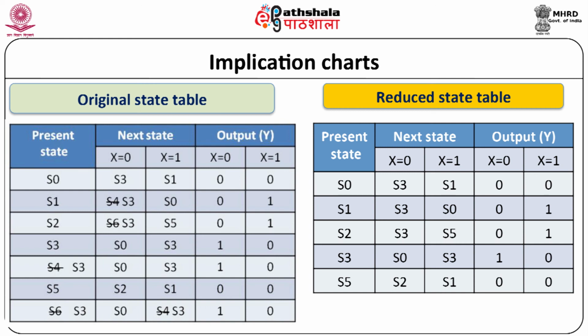States S4 and S6 are no longer present. These states may be renamed by S3 in the original state table. The simplified state table is also shown and contains only 5 states as compared to 7 in the original state table.